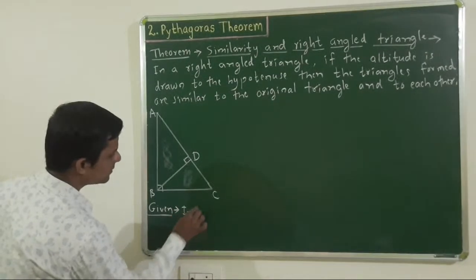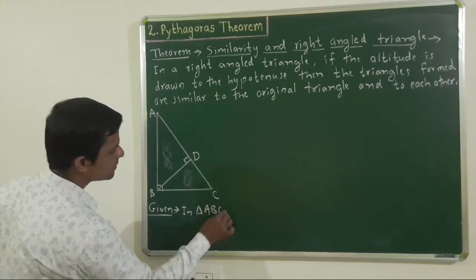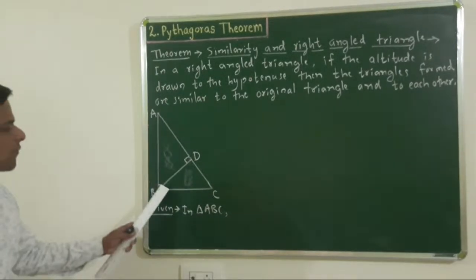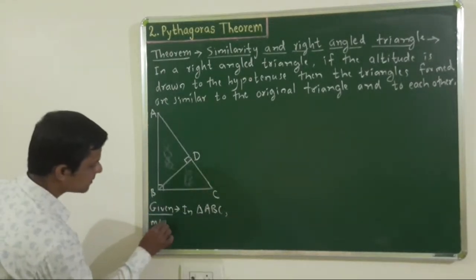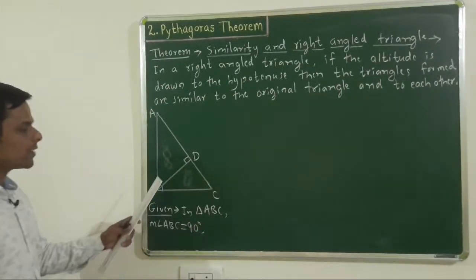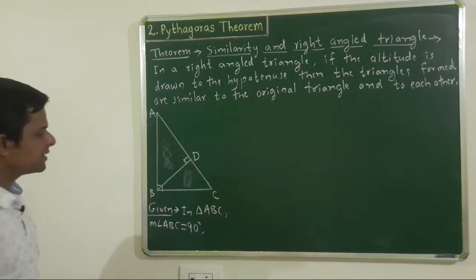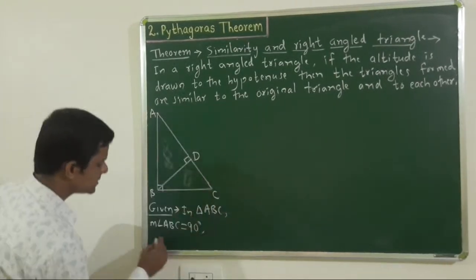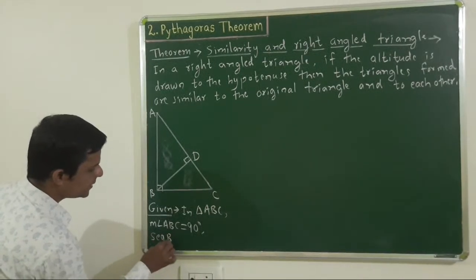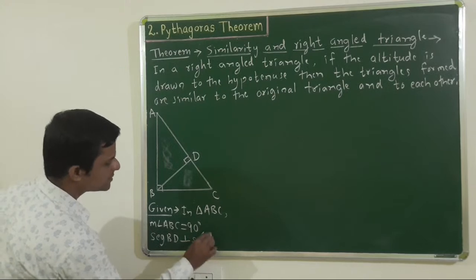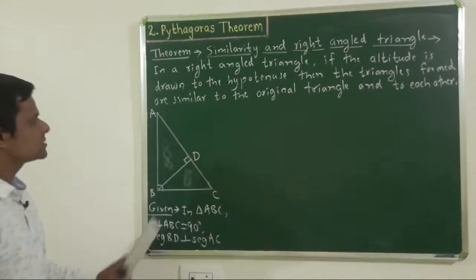In triangle ABC, what is given? Measure of angle ABC is equal to 90 degrees, and segment BD is perpendicular to the hypotenuse AC. This much is given.